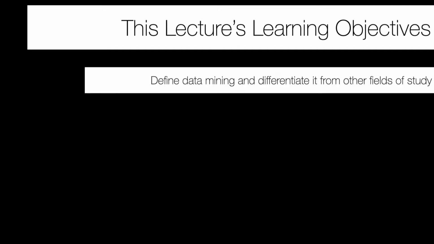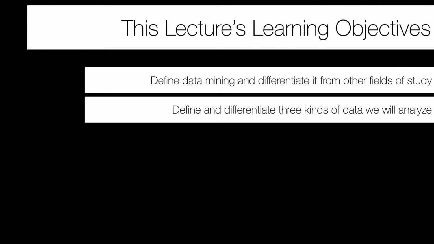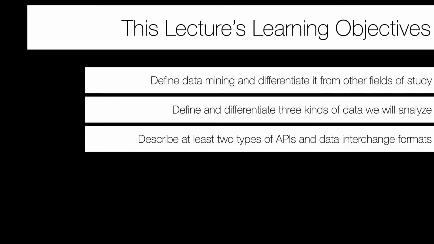So over the course of this and 2 other follow-on lectures, or follow-on pieces to this lecture, we have 5 core learning objectives. First, we want to define data mining and differentiate it from other fields of study, and define at least 3 kinds of data that we're going to try and analyze, or at least get the tools to analyze as part of learning data mining.